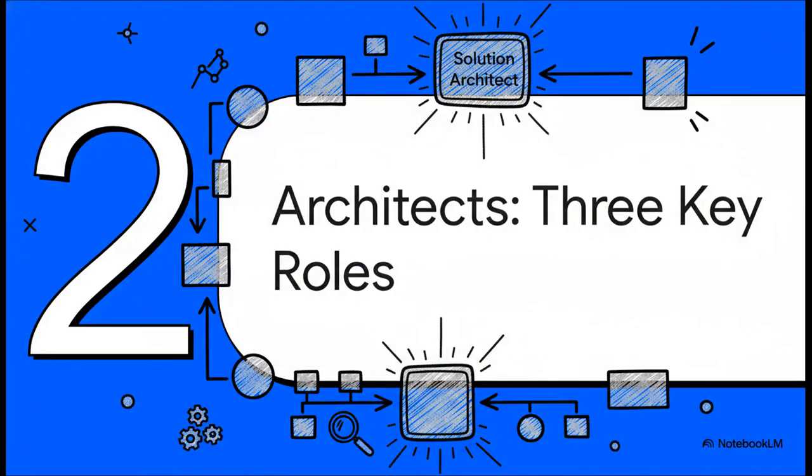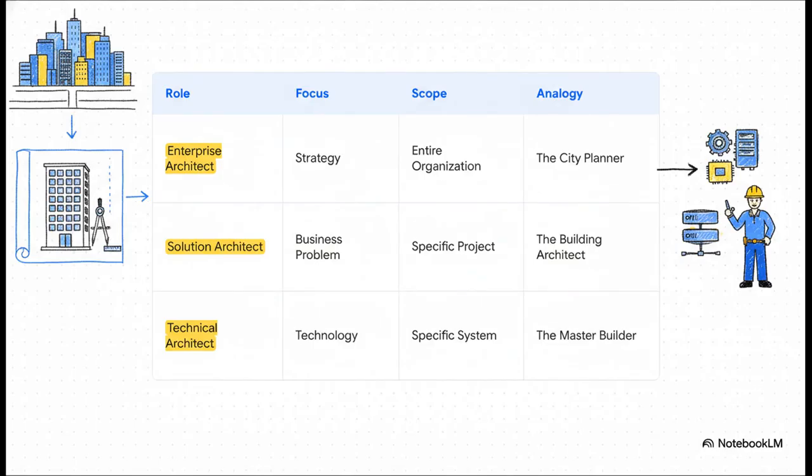Right, so to really get a handle on this role, it helps to see where the solution architect fits in with the other architects you might hear about. Let's break down the 3 key roles to get a much clearer picture. This table from LeanX just lays it out perfectly. Think of it like this. The enterprise architect is the city planner, right? They're looking at the big picture for the entire organization. The technical architect? They're the master builder, deep in the weeds of a specific system, a specific technology.